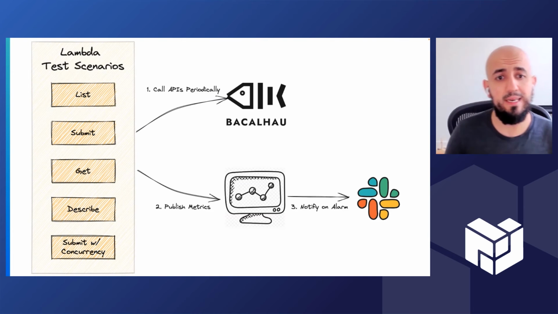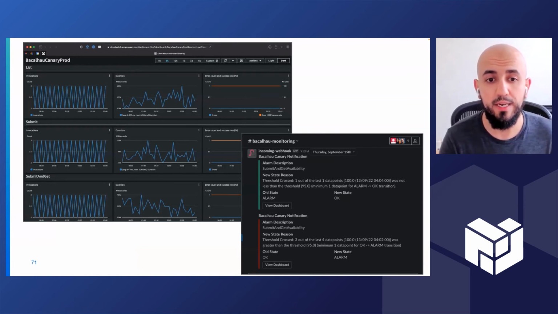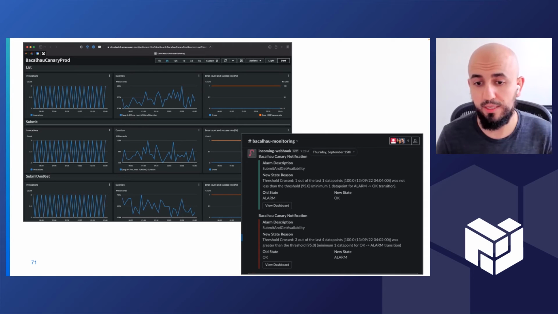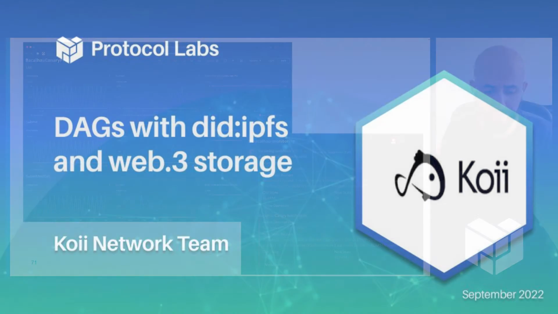If we go to the next slide, we see the end result. On the left-hand side is our canary dashboard that monitors the APIs; we have different graphs for different APIs or different test functions. And on the right-hand side is our Slack channel, where we get notified whenever an alarm is triggered, and again, whenever the alarm is back to normal.